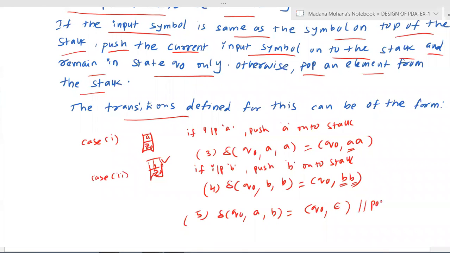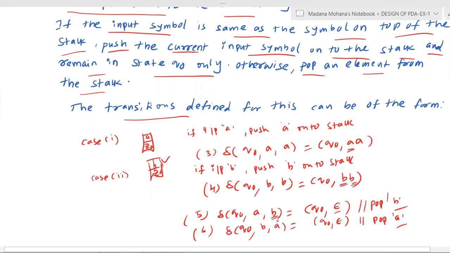So this is nothing but pop B, because B is on top of the stack. How can you perform pop? By using the empty string, that is epsilon. Similarly, in reverse, if input is B and stack top is A, both are different. Here also you have to perform pop. Now here we popped the top symbol of the stack. What is the top symbol? A. So if the above case 1 and case 2 are not satisfied, otherwise we have to perform pop. In these two cases we have to perform pop.